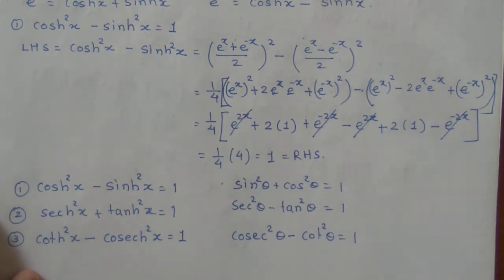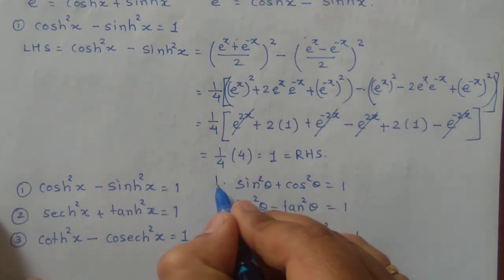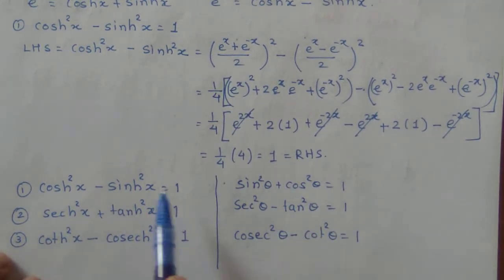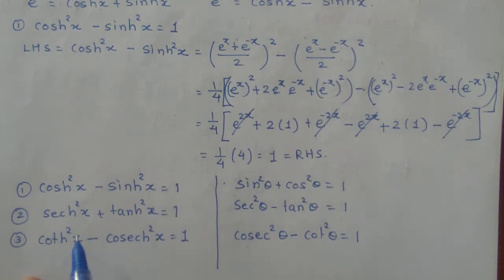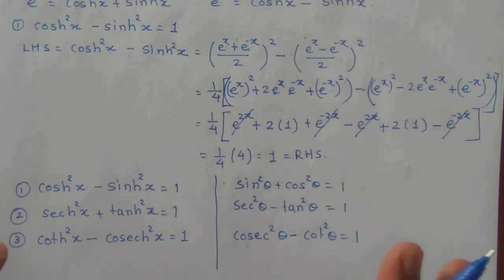What I suggest is that you make columns like this. Here I have written the hyperbolic functions identities, and here I have written the circular functions identities. Exactly in a similar way you can write, so that for very few identities you will observe there is a small change between the hyperbolic and trigonometric functions. Only that change you have to remember. Okay, and hence you can remember all those identities regarding the hyperbolic functions.